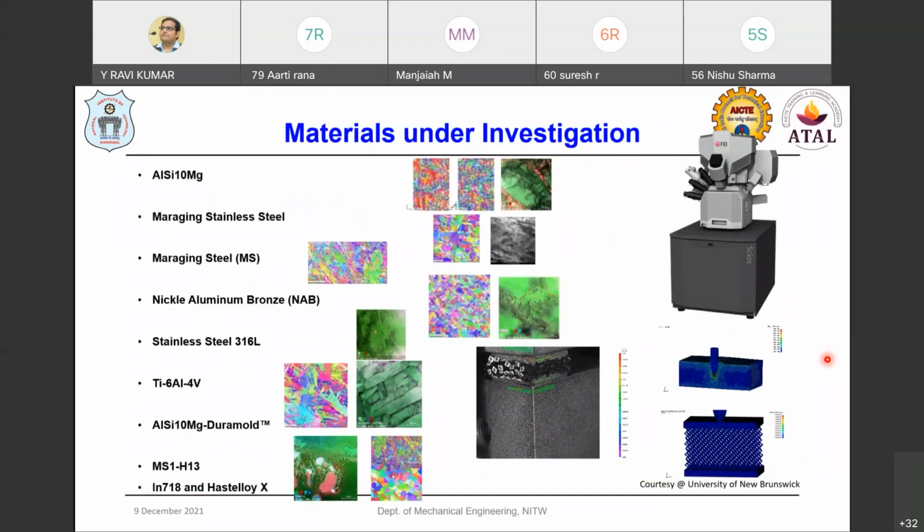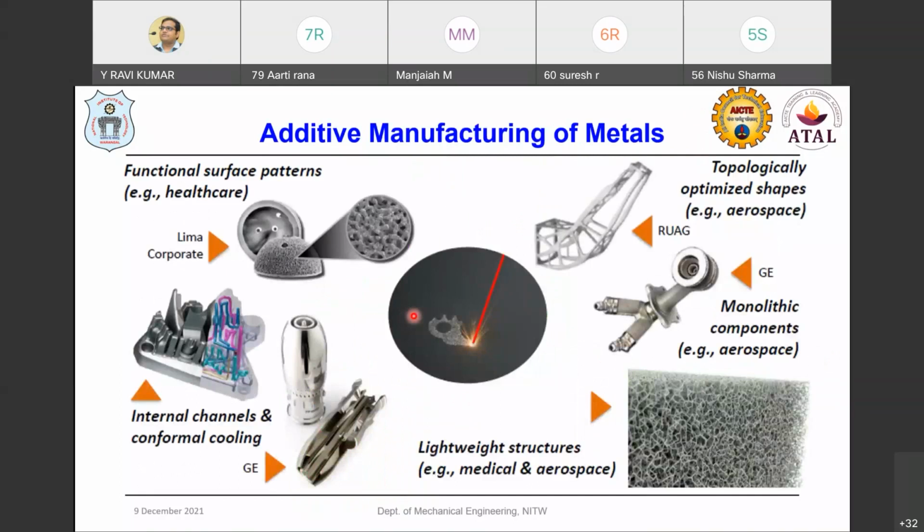These are all real-time industry-oriented parts we made with aluminum, stainless steel, maraging steel, titanium materials, even aluminum duramold, as well as Astella 709 and Astella X. You can see the microstructure and how the simulation was analyzed, which we are doing as research in collaboration with the University of New Brunswick. We have done many research aspects with respect to these materials in the metal additive manufacturing process.